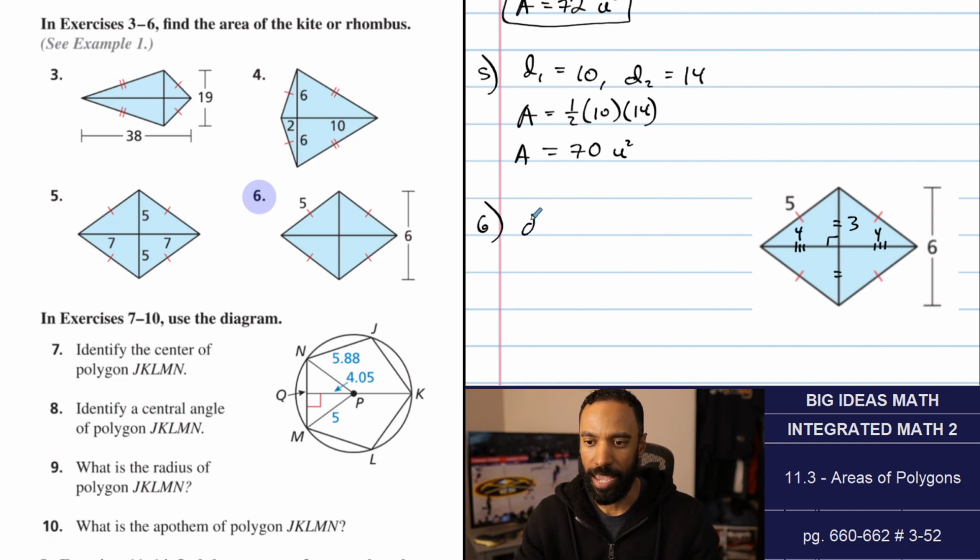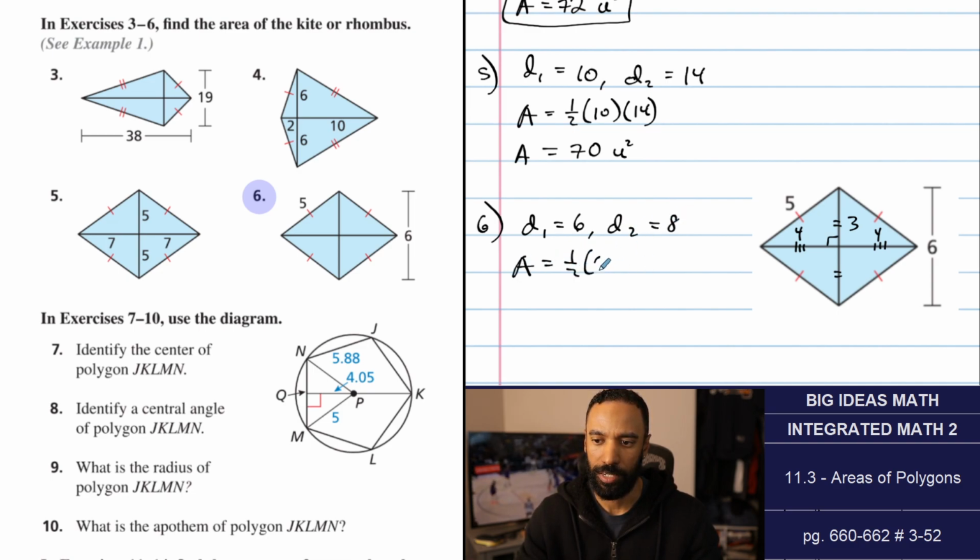These two 4s make 8, so if one diagonal is 6 and the other diagonal is 8, then we can work off that. The area is half of 6 times 8. Half of 48 is 24.